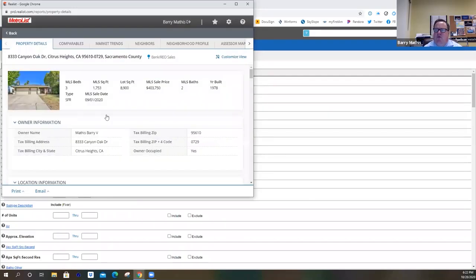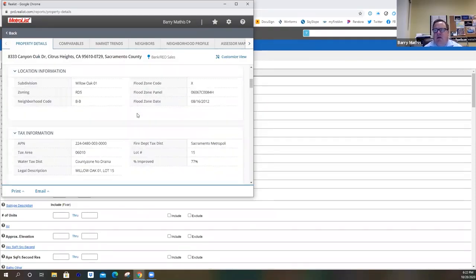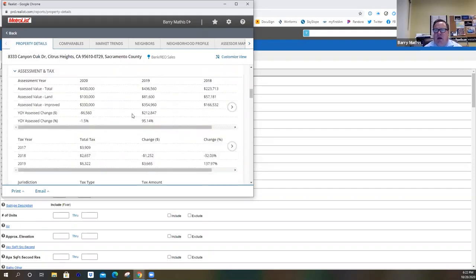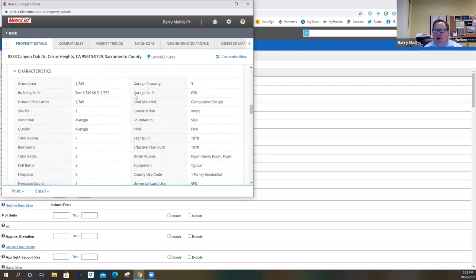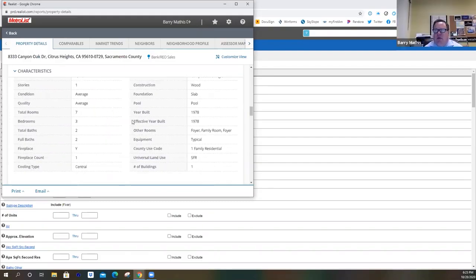And so here comes the information. What I'm looking at first is 3 bedrooms, 2 baths, 1,700 square feet. This is the tax record information, and I can see a lot of the information. I can see what it was assessed for, and a little bit more information about it. That 630 tells me it's got a 3-car garage, usually about 200 square feet for each car. So if it was 400, that'd be a 2-car garage. That's a 3-car garage. And then you can get a little more information about it, but for the most part, that's what it is.